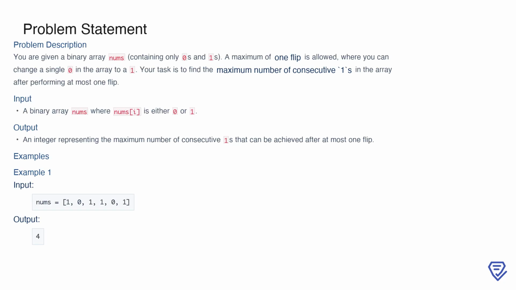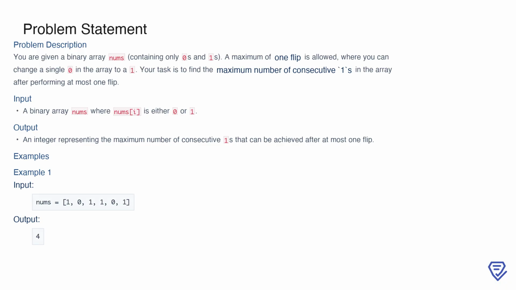This problem asks us to work with a binary array, which is an array consisting only of zeros and ones. We are allowed to flip at most 1 zero in the array, which means we can change a single 0 into a 1. The goal is to determine the maximum number of consecutive ones we can achieve by performing this operation. For example, if there's a sequence of ones, followed by a single 0, and then more ones, flipping that 0 could extend the streak of consecutive ones.